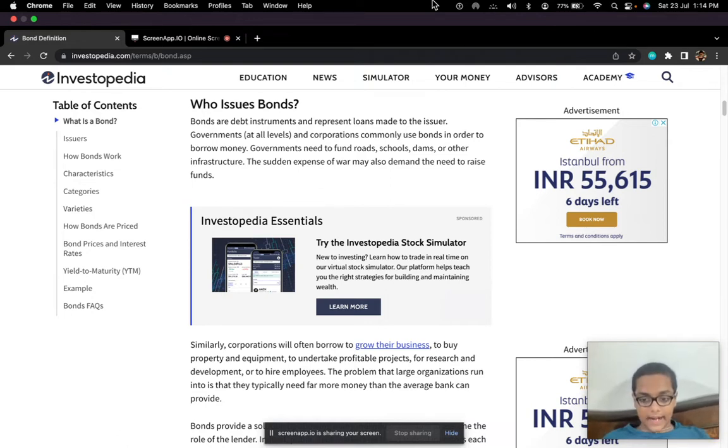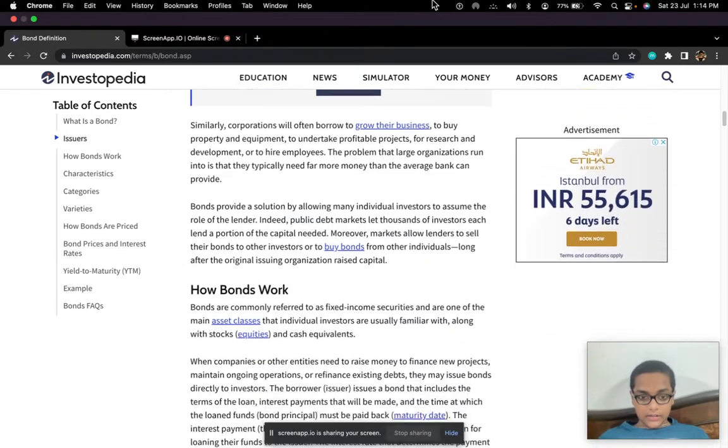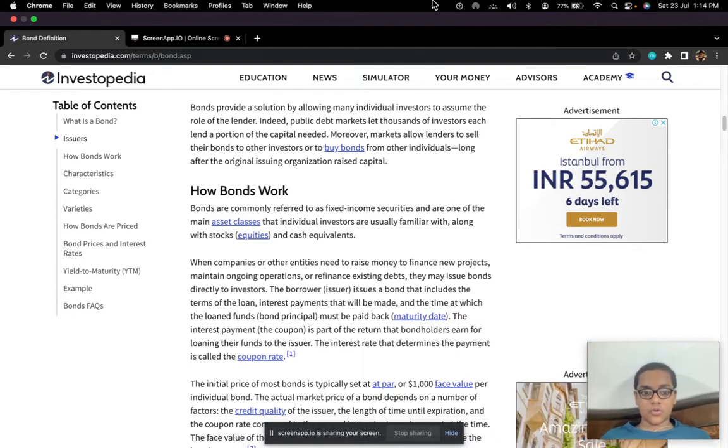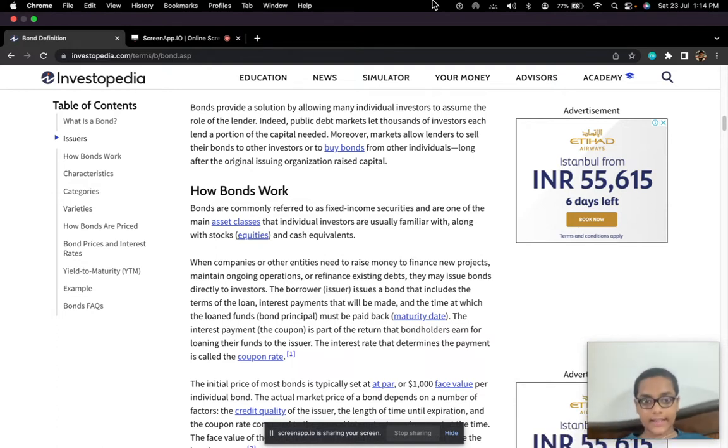The problem that large organizations run into is that they typically need far more money than the average bank can provide. Bonds provide a solution by allowing many individual investors to assume the role of the lender. Public debt markets let thousands of investors each lend a portion of the capital needed. Moreover, markets allow lenders to sell their bonds to other investors or to buy bonds from other individuals.